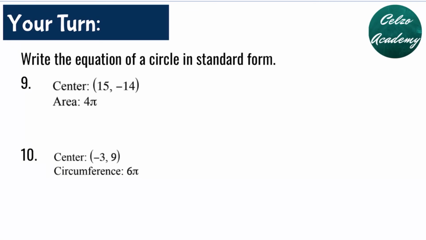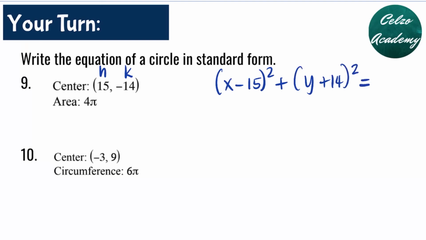Question 9. Center is (15, -14), and area is 4 pi. For question 9, h is 15 and k is negative 14. So we will have (x - 15)² + (y - (-14)), or that's plus 14 to the second power, is equal to, since area is 4 pi, using the formula area is equal to pi r square, the number 4 here is the value for r square. So r square is equal to 4. So the answer for question 9 is (x - 15)² + (y + 14)² = 4.